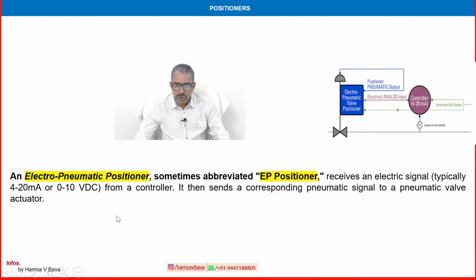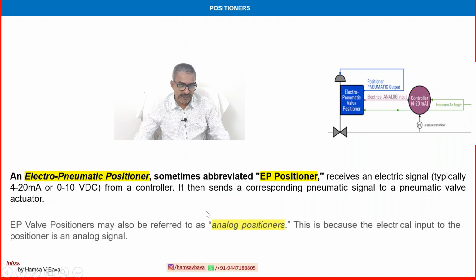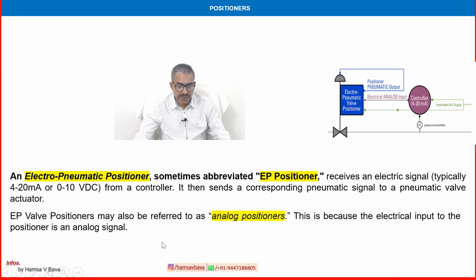Another one is the electro-pneumatic positioner, sometimes abbreviated EP positioner, the most common one nowadays, receiving an electrical signal, typically 4 to 20 milliamps or 0 to 10 VDC from a controller, and it then sends a corresponding pneumatic signal to a pneumatic valve actuator. EP valve positioners may also be referred to as analog positioners. This is because the electrical input to the positioner is an analog signal.